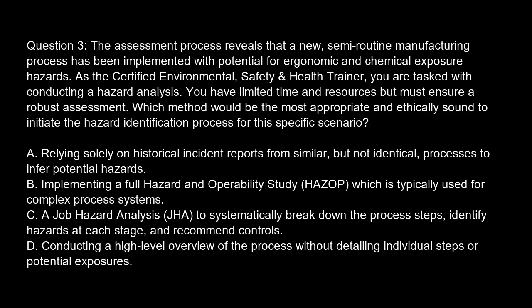Option A: relying solely on historical incident reports from similar but not identical processes to infer potential hazards. Option B: implementing a full hazard and operability study, HAZOP, which is typically used for complex process systems. Option C: a job hazard analysis, JHA, to systematically break down the process steps, identify hazards at each stage, and recommend controls. Option D: conducting a high-level overview of the process without detailing individual steps or potential exposures.